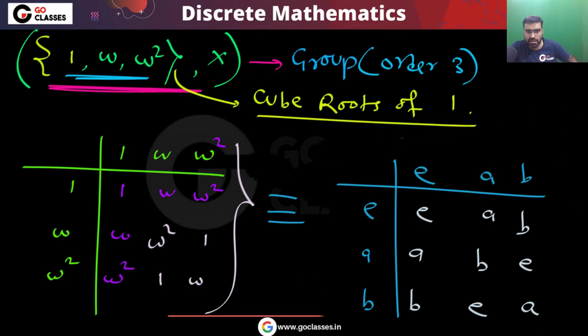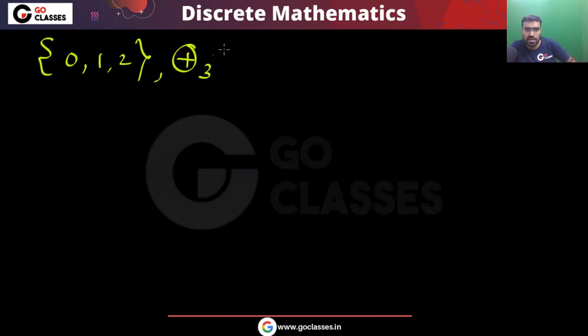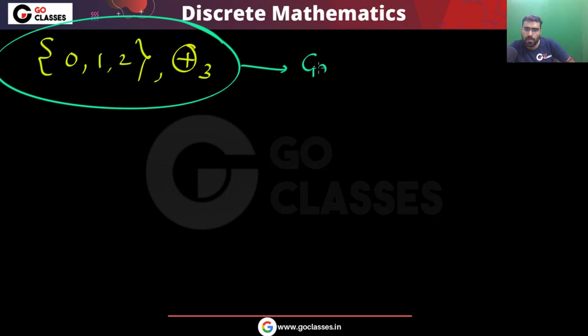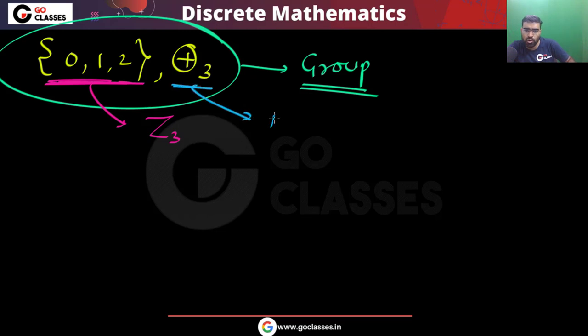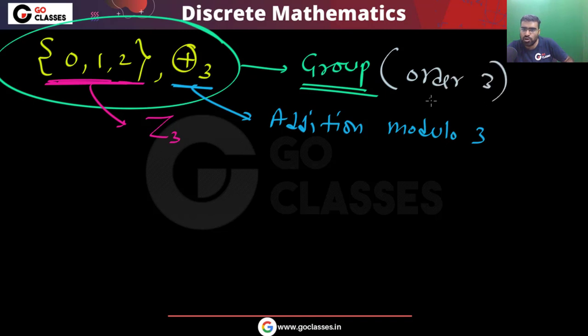Similarly, you can take any other, for example this. We have already seen this is also an abelian group, and we have done its complete analysis. This set is known as Z3, and this is addition modulo 3. Now remember, this group also has order 3.